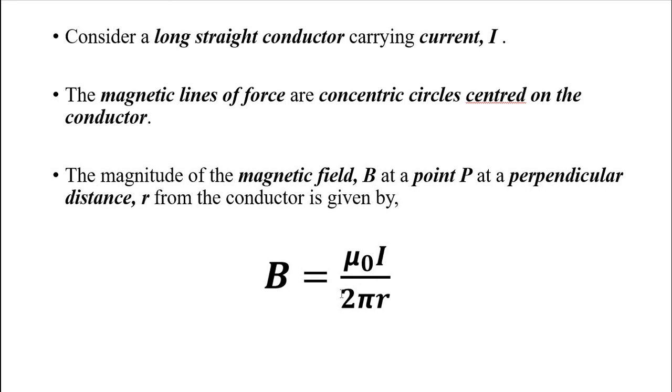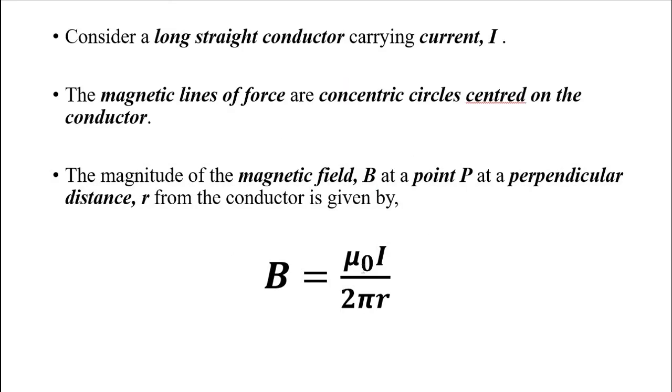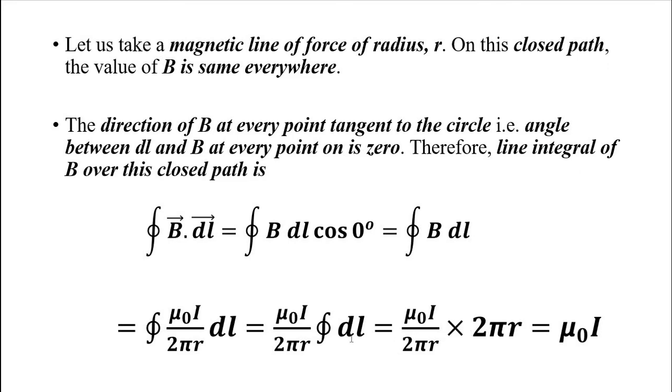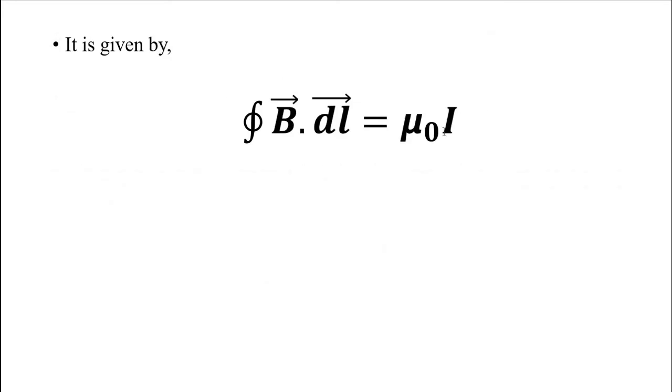For now, it is just that for a straight conductor, the magnetic flux density at a distance r away from it is given by mu 0 I by 2 pi r. And we perform the whole integration to get this mu 0 I, which proves Ampere's circuital law. This is the statement of Ampere's circuital law. The closed line integral of a magnetic path enclosing a current flowing through it is given by mu 0 times the total current flowing through the conductor.